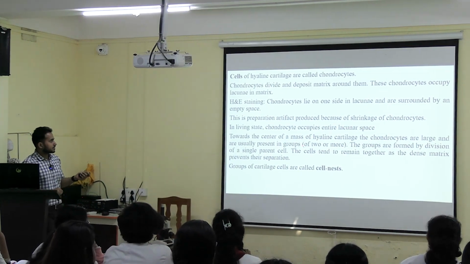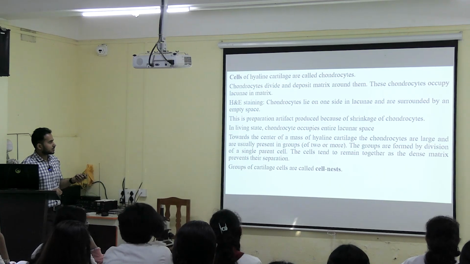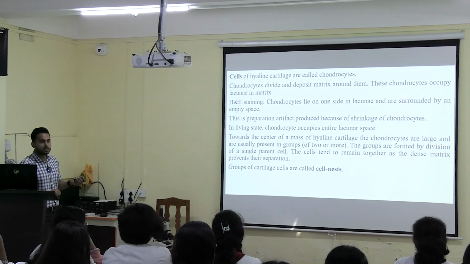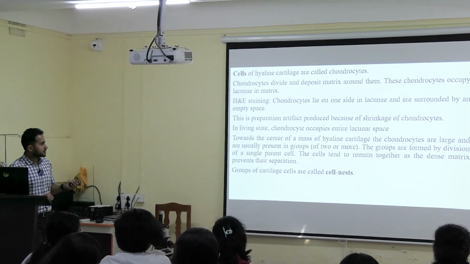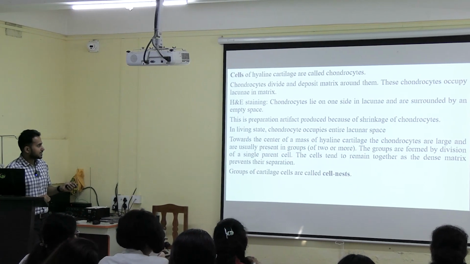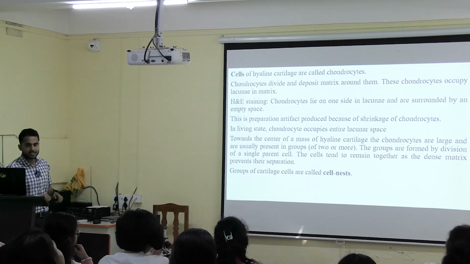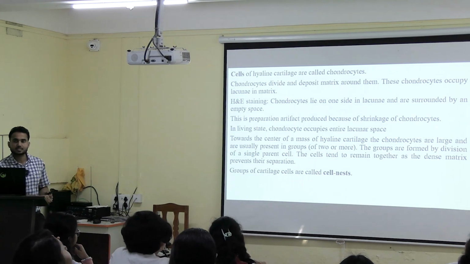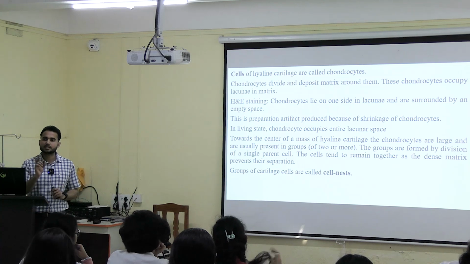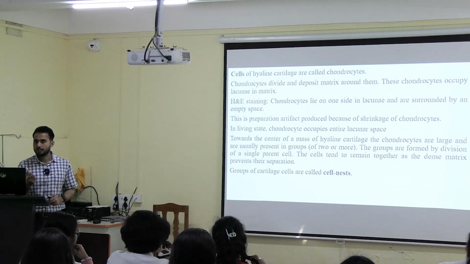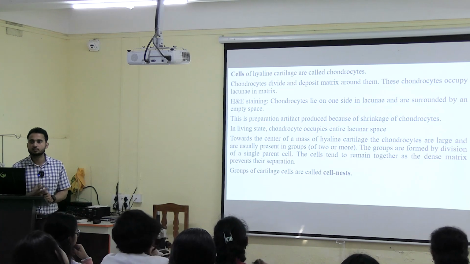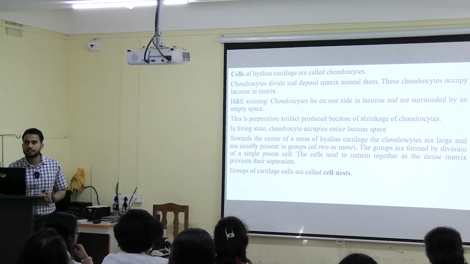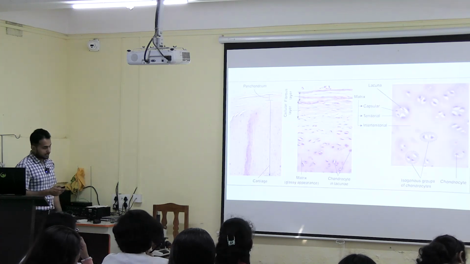Now towards the center of the mass of the hyaline cartilage, the chondrocytes are large, usually present in groups of 2 or more. Now the groups are formed by the division of single parent cells, and this group of cartilage cells is called a cell nest. Okay, so how are the cells arranged? First of all, cells are present inside the lacuna. Now inside the lacuna, a single cell is not there. 2 to 4 cells are present, and together they form a structure that is called a cell nest. Now here you can see the diagram.